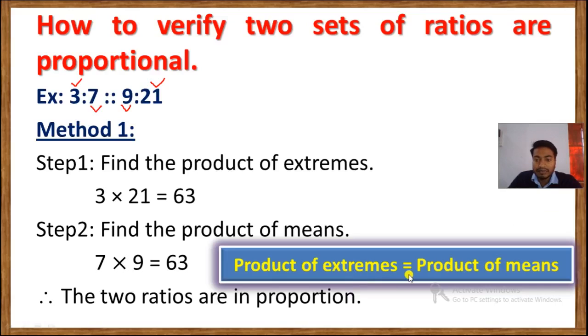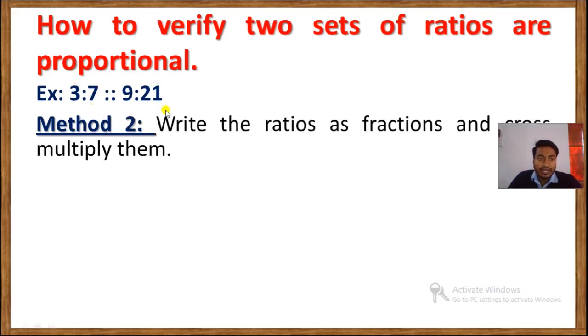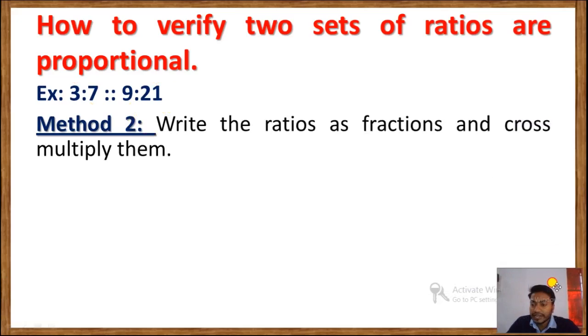Now from here we got: the product of extremes is equal to the product of means. In the first step we found the product of extremes, and in the second step we found the product of means. So this came out: the product of extremes is equal to the product of means. This is the formula. Please learn it. Now we can solve the same example with the help of the second method.